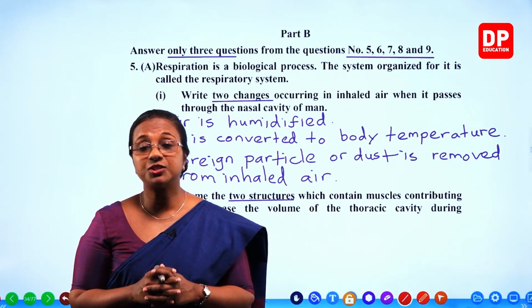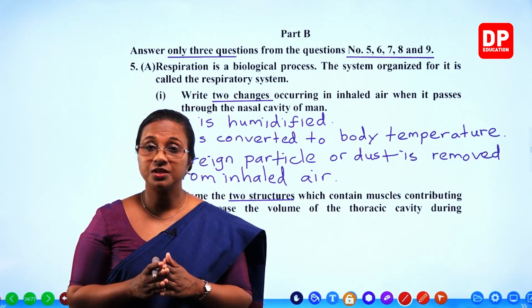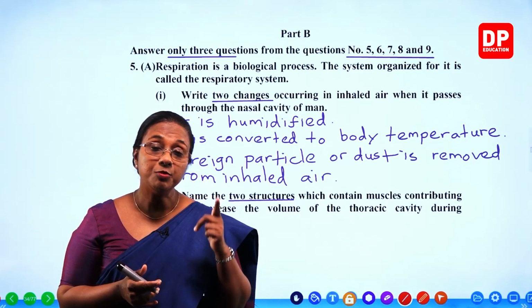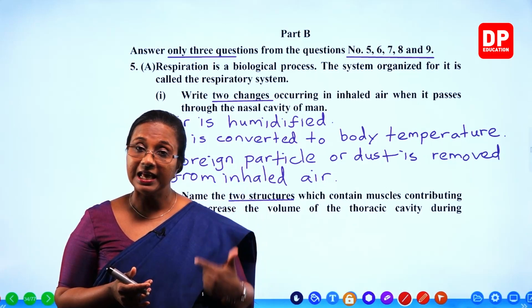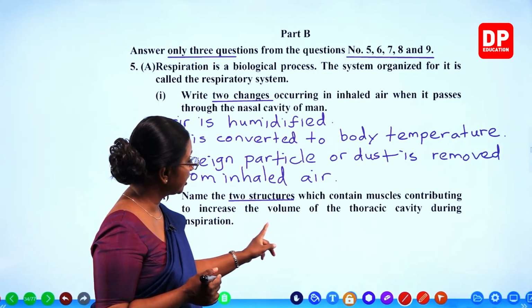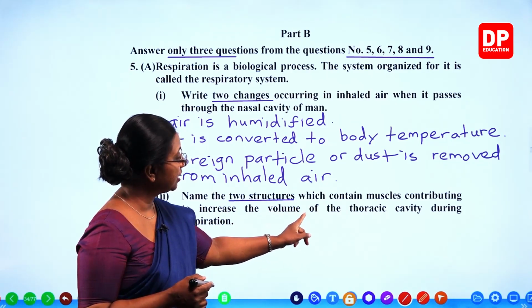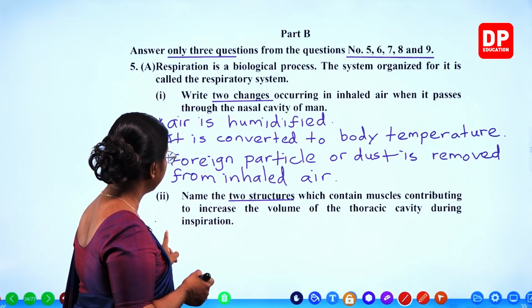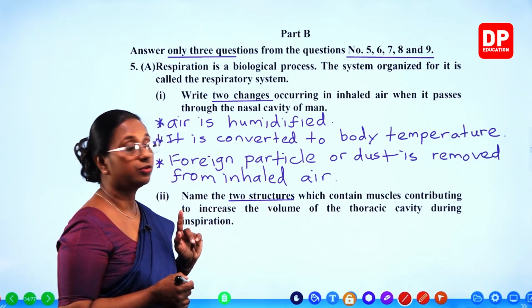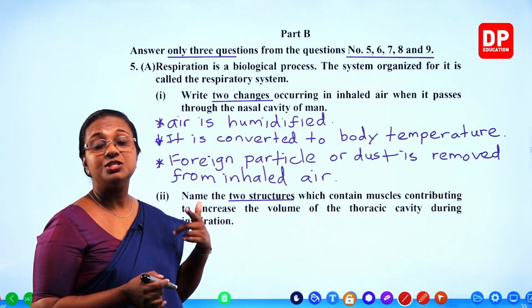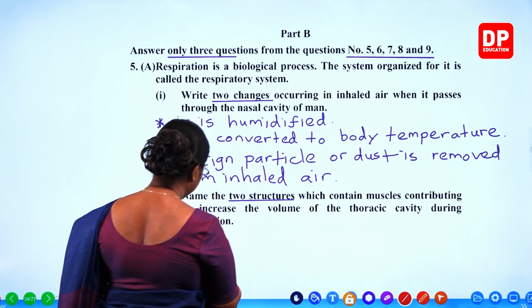So the two structures, what are the two structures? One is the rib cage, the other one is the diaphragm. They both involve in both inhaling and exhaling process. Although they have asked the question as two structures which contain muscles, that is the intercostal muscles, contributing to increase the volume of the thoracic cavity during inspiration, rib cage and the diaphragm. You have to write both.